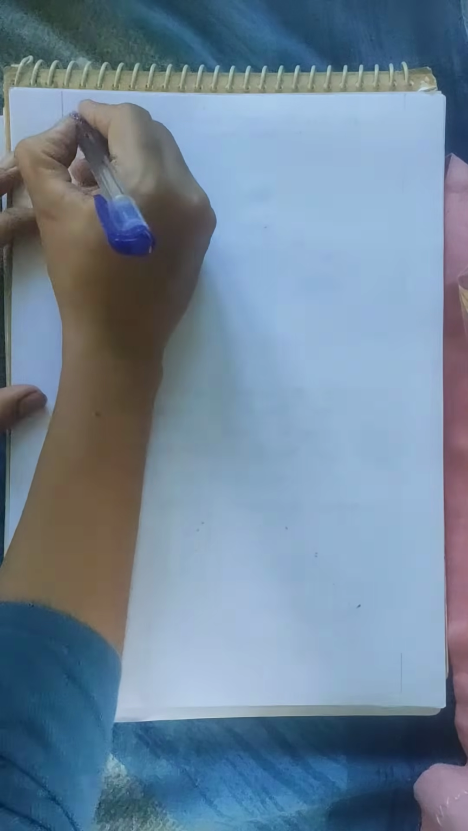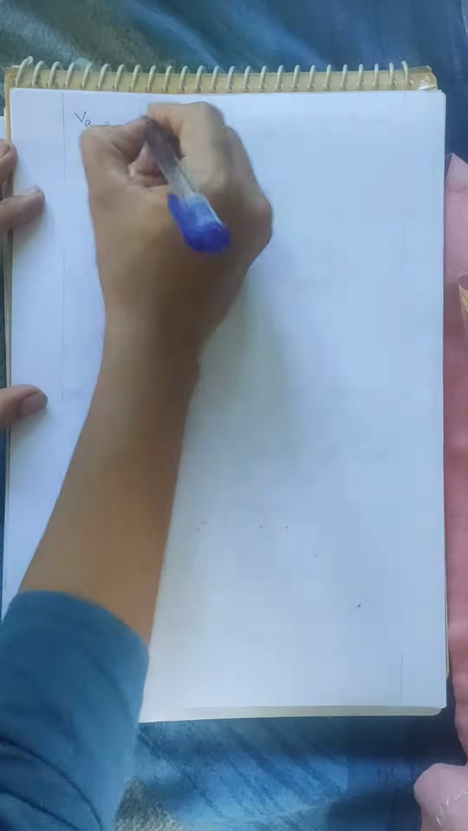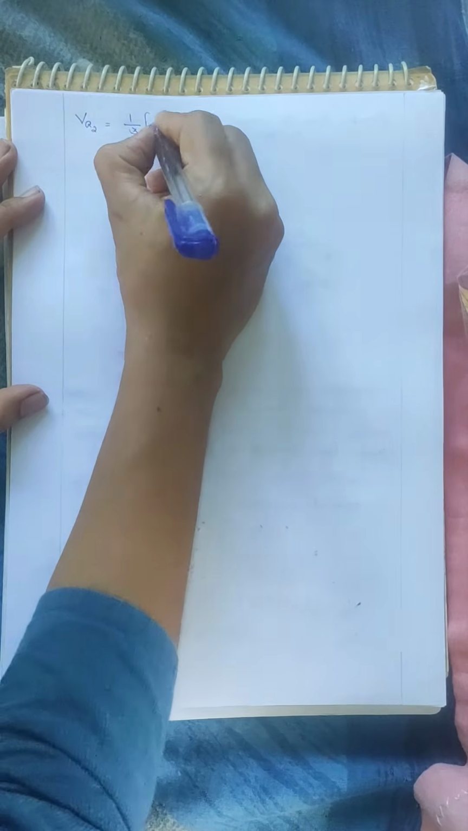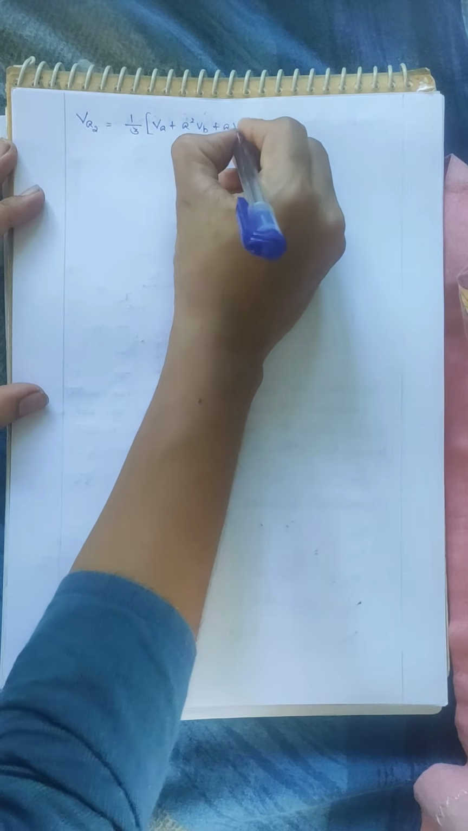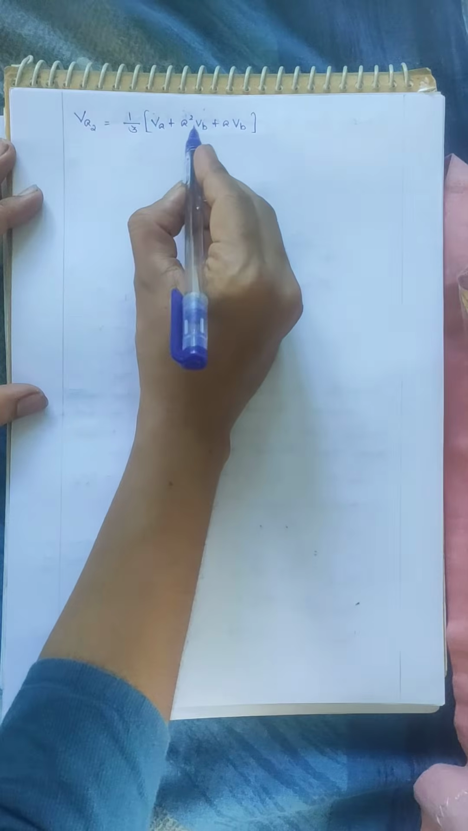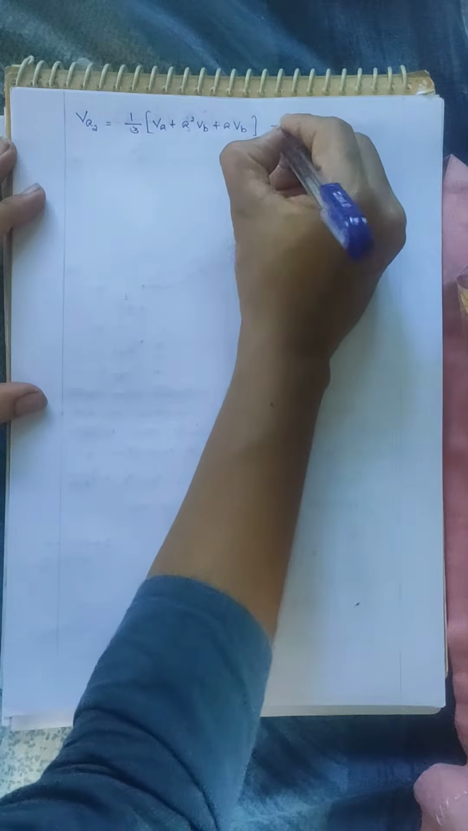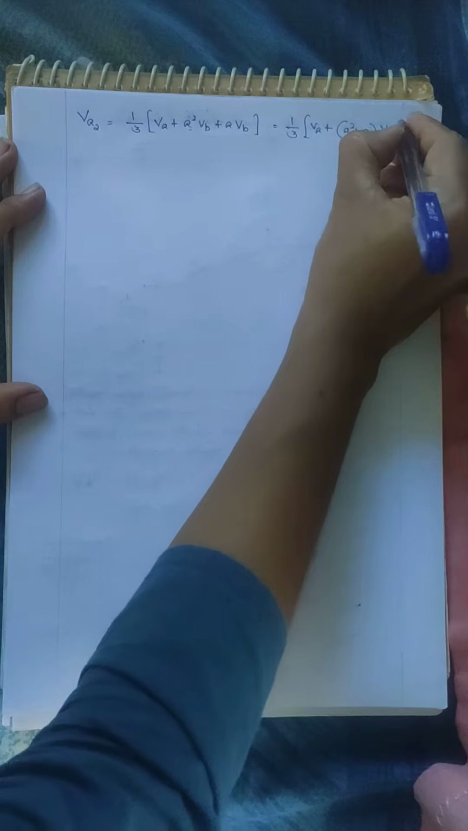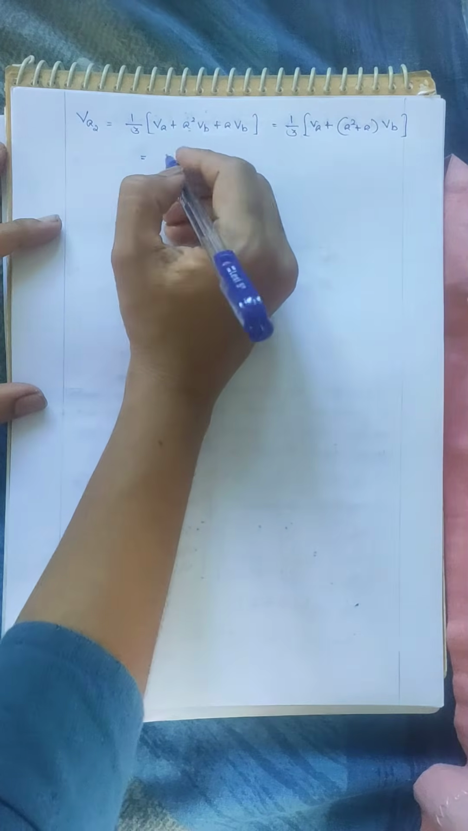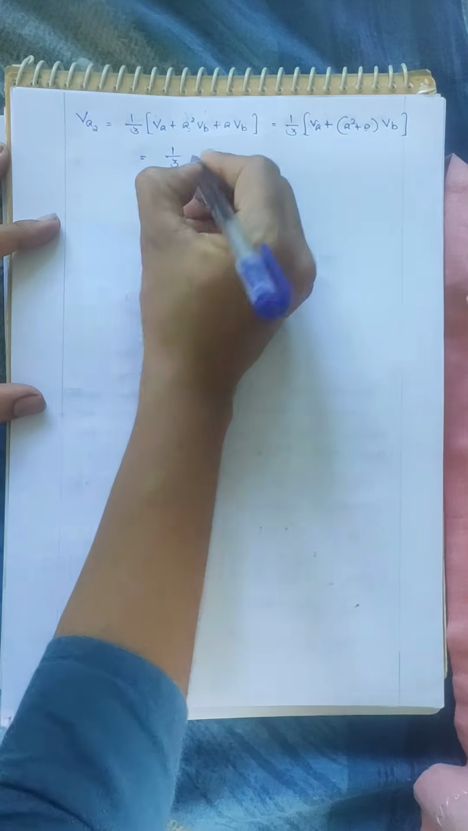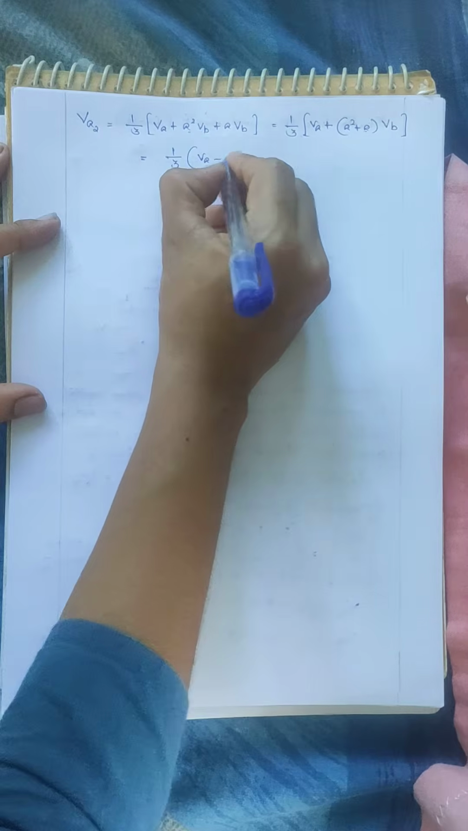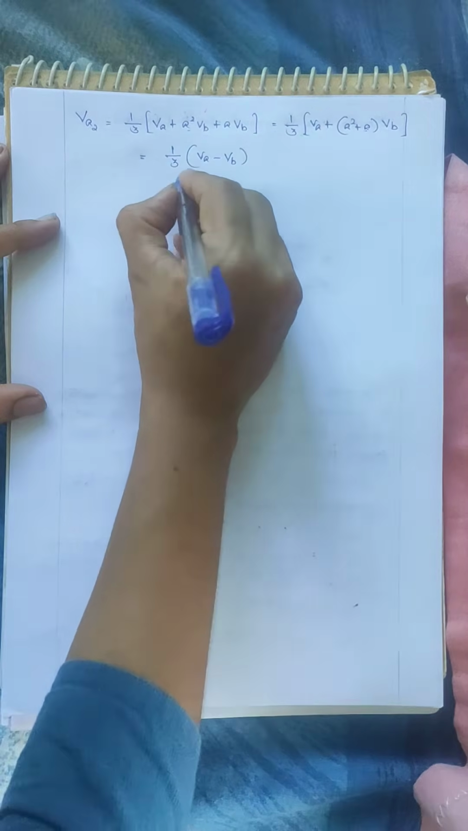So we can write VA2 is equal to 1 by 3 into VA plus A square VB plus A into VB. From here also we can take VB common. So this will be 1 by 3 into VA plus (A square plus A) into VB. We know the value of A square plus A, that is minus 1. So VA2 will be equal to 1 by 3 into VA minus VB.